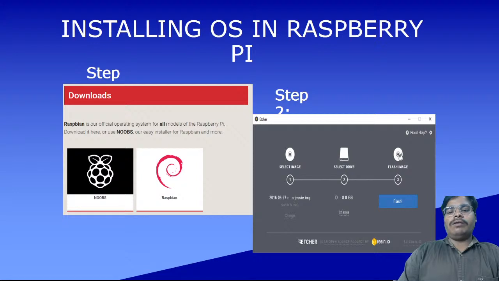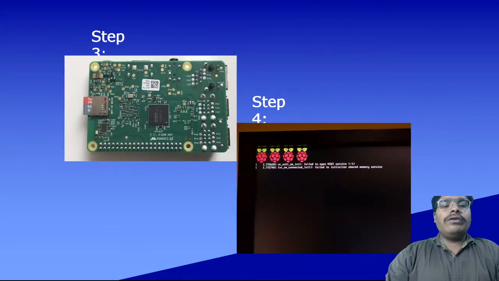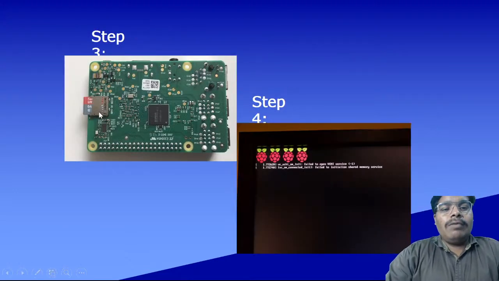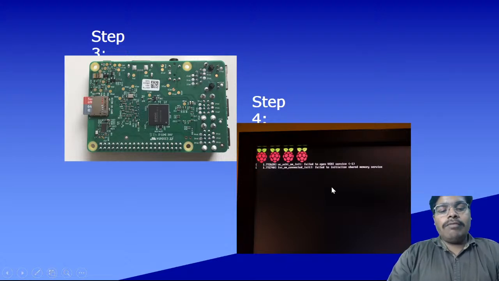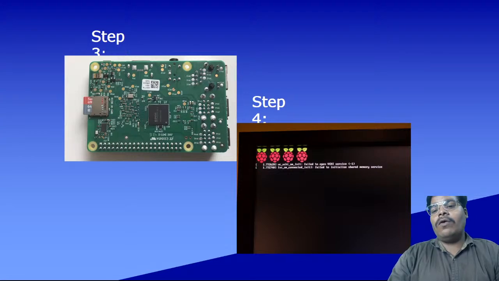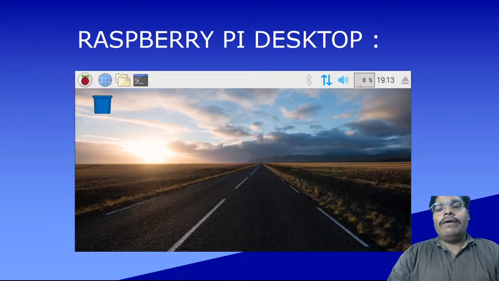Once the flash is complete, we need to insert the SD card into our Raspberry Pi. Then the Raspberry Pi is going to turn on when we give it the power source. So I have shown you this.